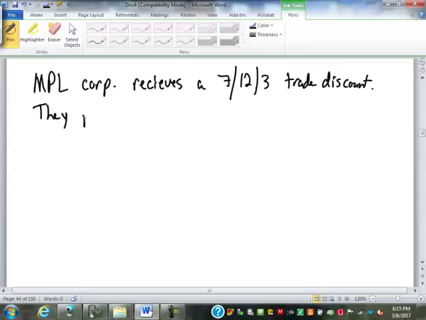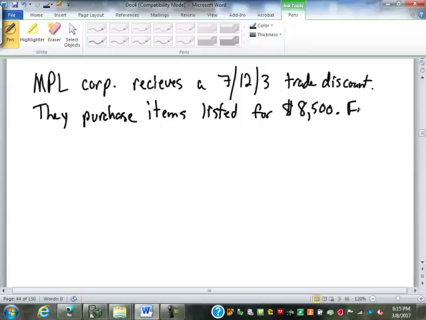So they purchase, we're just going to say items listed for $8,500. Find 1, their net price, 2, the dollar amount of their trade discount.